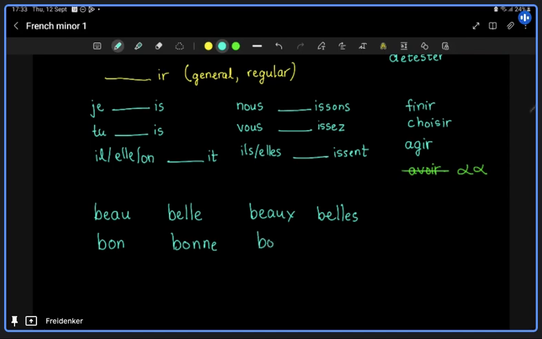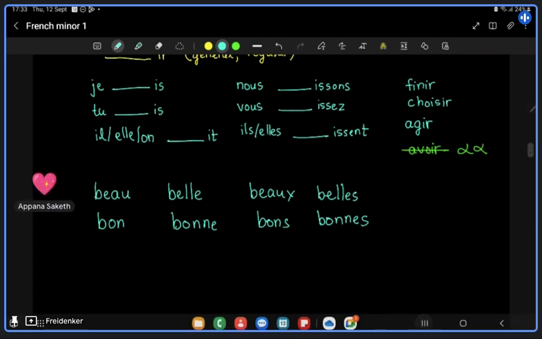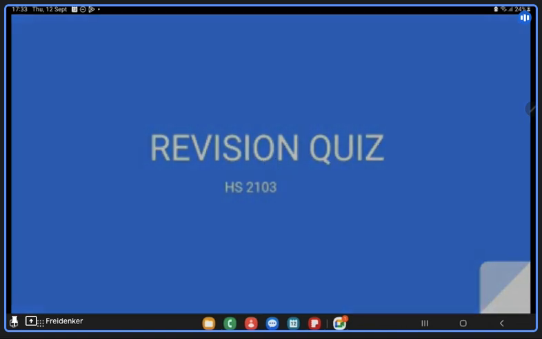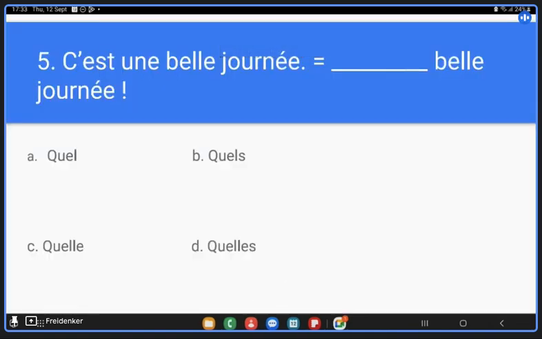And the plural for this is bons, and the plural for this is bonnes. So that is what we encountered there. C'est une belle journée. Looking at belle, we can say it is feminine.